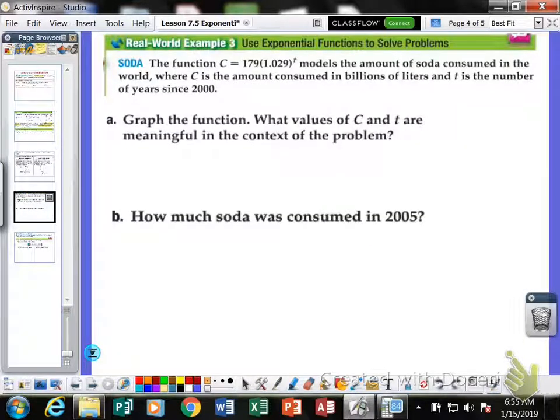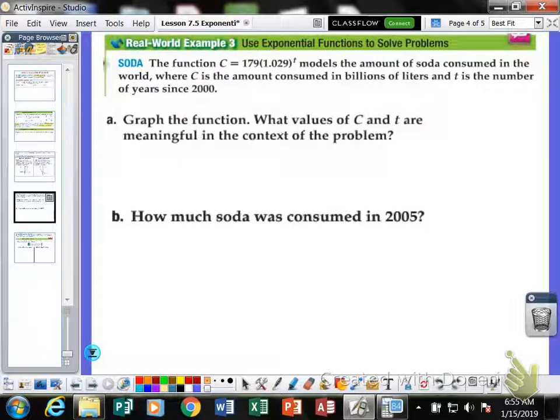All right, soda. The function c equals 179 times 1.029 to the t models the amount of soda consumed in the world, where c is the amount consumed in billions of liters and t is the number of years since 2000. Graph the function. What values of c and t are meaningful in the context of the problem?